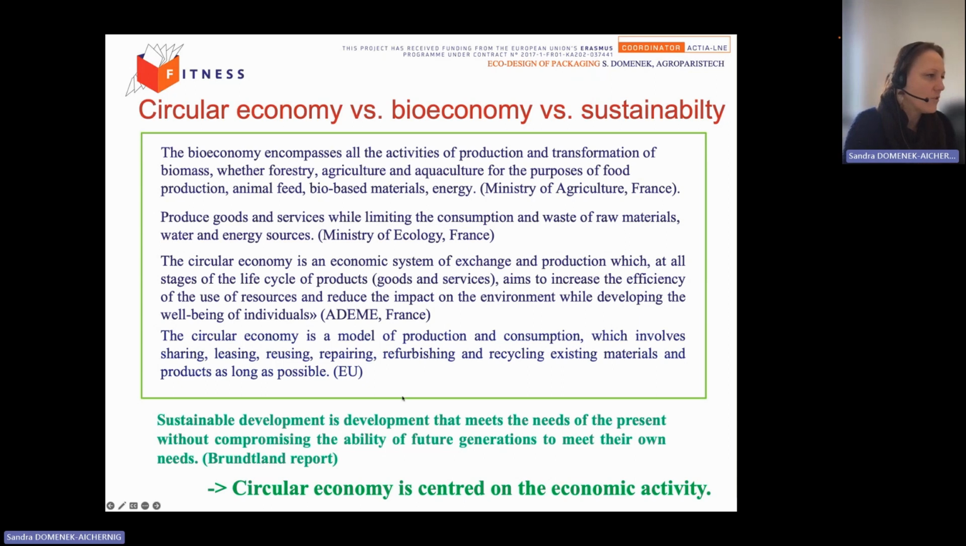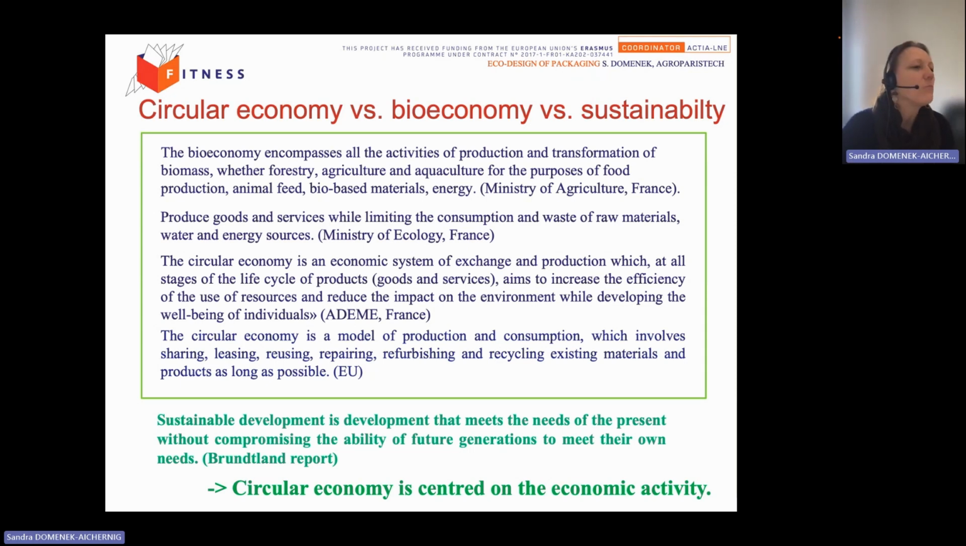And then I got also one definition which is coming from the European Commission. So here they are writing that the circular economy is a model of production and consumption which involves sharing, leasing, reusing, repairing, refurbishing, and recycling existing materials and products as long as possible. So here you're a little bit like with the French Ministry of Ecology, and you see this was the different pillars I was presenting to you. But in the EU definition, this idea of being also a good thing for the society is absent.